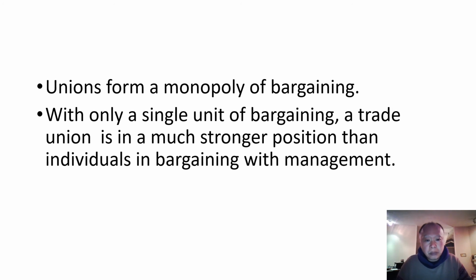Unions form a monopoly of bargaining. With only a single unit of bargaining, a trade union is in a much stronger position than individuals in bargaining with management.